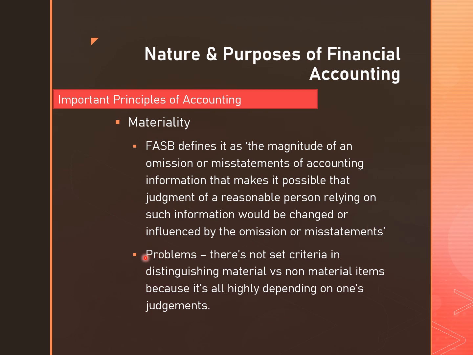So, masalah dia untuk materiality konsep ni, dia tak ada satu kriteria yang akan distinguish material dengan non-material item. Because semuanya bergantung kepada judgment seseorang. Okay, some things may be material for me but not material for you. Okay, so some contoh macam untuk seorang millionaire 10,000 tak material. Untuk orang macam I, 10,000 sangat material. So, dia sangat bergantung kepada seseorang punya judgement. Faham tak?